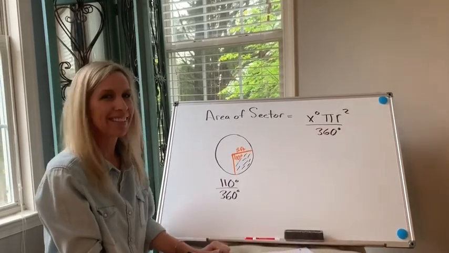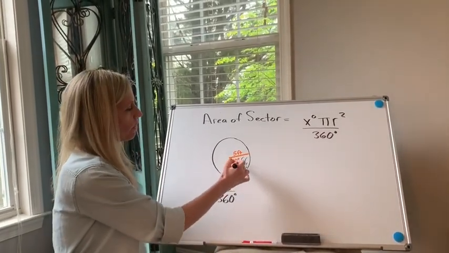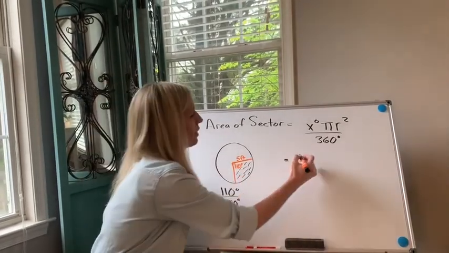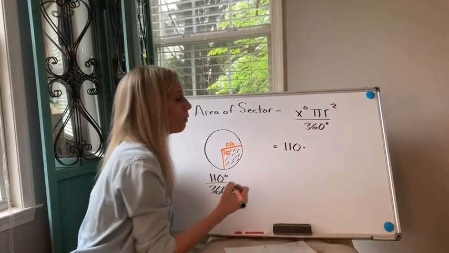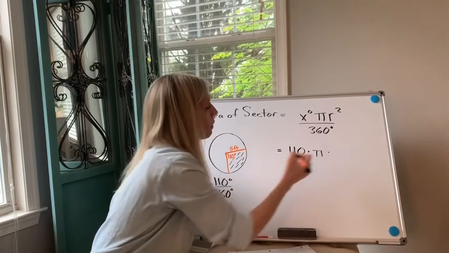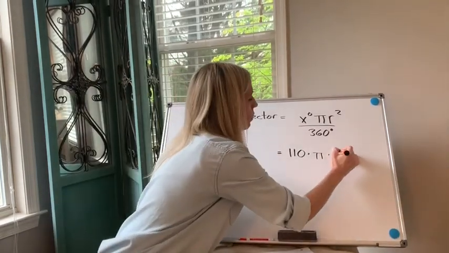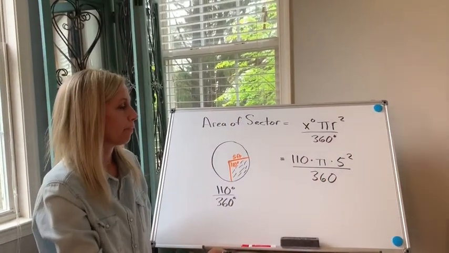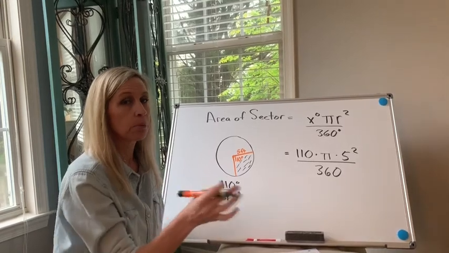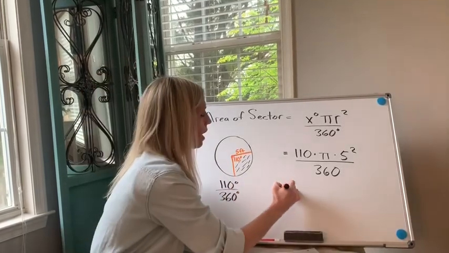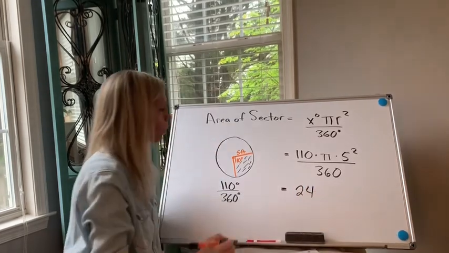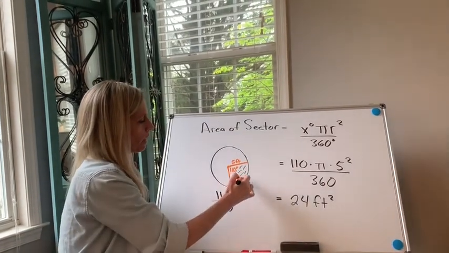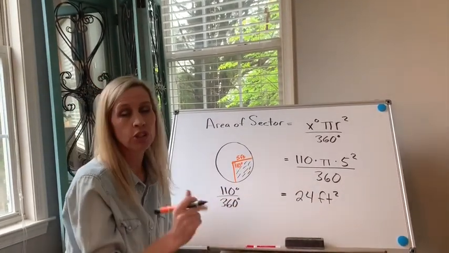So let's do this one as an example. I'm going to find the area of this sector right here. Using my formula, the central angle is 110, and I'm going to multiply that by pi, and then by the radius squared, so that's 5 squared. And then I'm going to divide the whole thing by 360. What we're going to find is that our answer is 24. I have feet on here, so we would say 24 feet squared. That would be the area of that sector. And now I'm going to show you how to do it in Desmos.